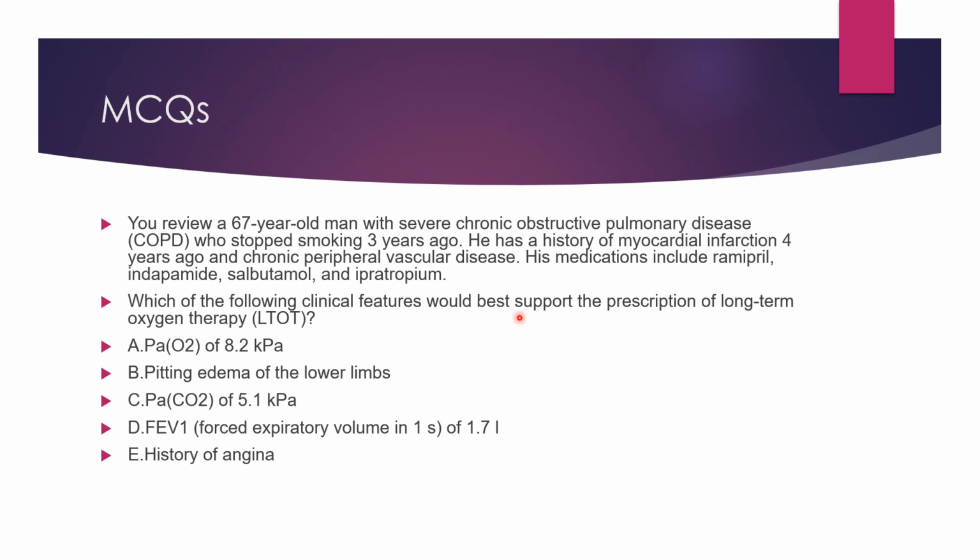Long-term oxygen therapy is being repeatedly asked these days. So can you recall the indication for long-term oxygen therapy? Either the patient should have PaO2 less than 7.3 kilopascals, or the patient should have PaO2 ranging from 7.3 to 8, along with some other clinical features such as peripheral edema, polycythemia, or pulmonary hypertension. So let's go into the options. PaO2 of 8.2 is not an indication. Less than 7.3 is an absolute indication, but for 7.3 to 8, if there is presence of the 3 P's, which mean peripheral edema, polycythemia, pulmonary hypertension, then you can go for LTOT.